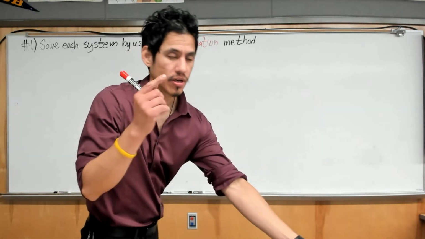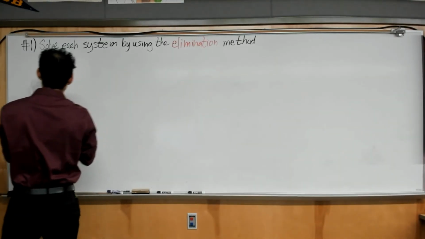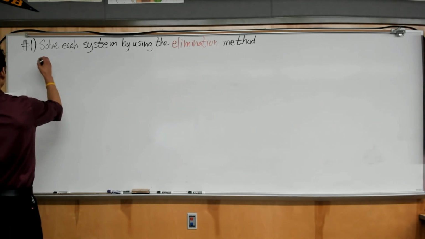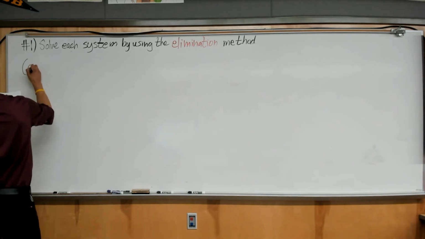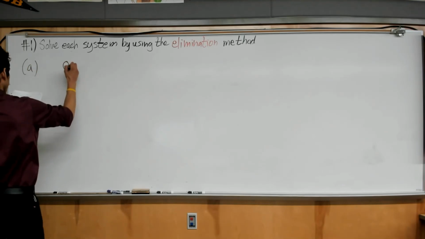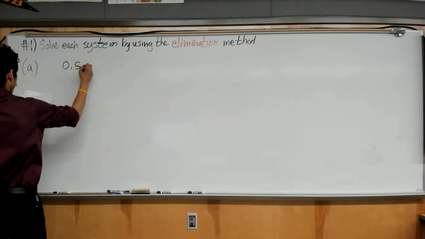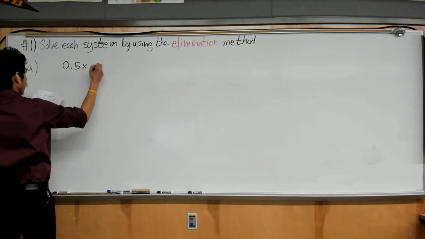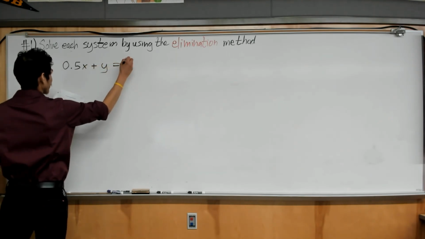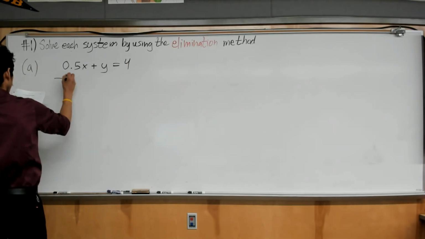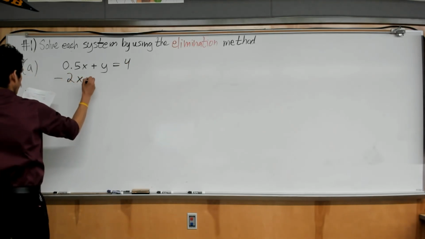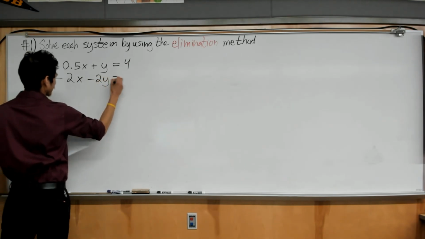All right, let's do one more. We forgot this one. You're gonna love it, because they see a decimal. 0.5x plus y equals 4. And below this, we got negative 2x minus 2y equals negative 6.